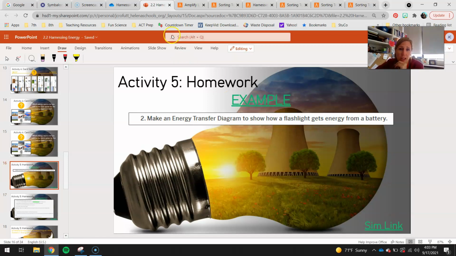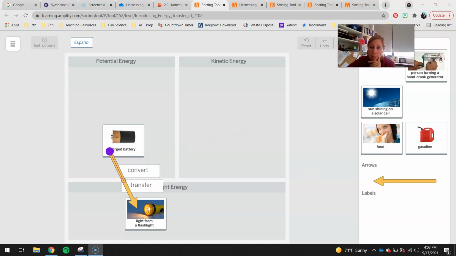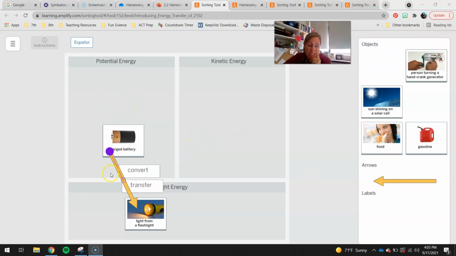All right, so with our energy transfer diagram, I'm going to go ahead and open it up in its proper sorting tool. I've already built it for you guys. We have a battery, which is potential energy, and this arrow indicates where our energy is moving from the battery to the flashlight. This is light energy down here, so I'm going to put the flashlight obviously under light energy as it produces light. And then I'm going to use these labels over here to show that I'm converting energy because I'm going from potential to light, but I'm also just transferring energy because our battery is giving our flashlight energy or power.